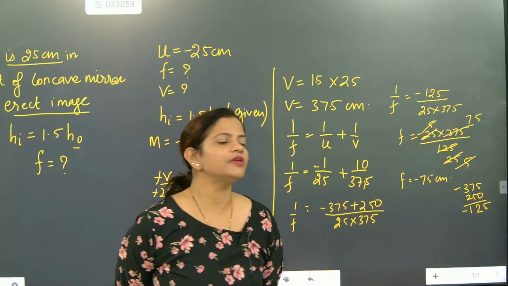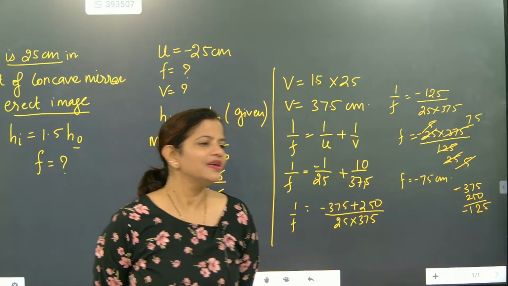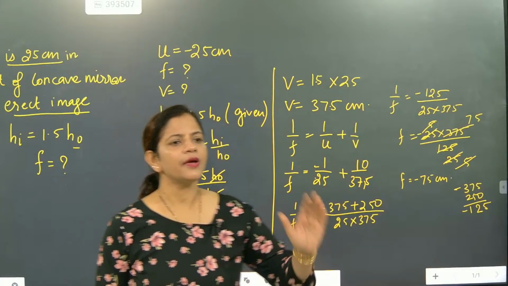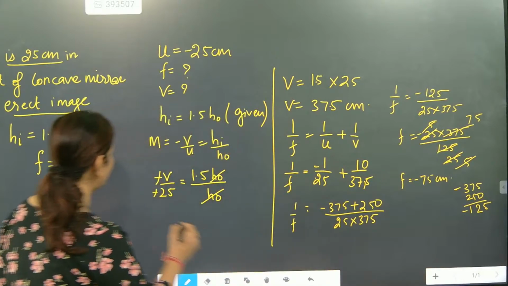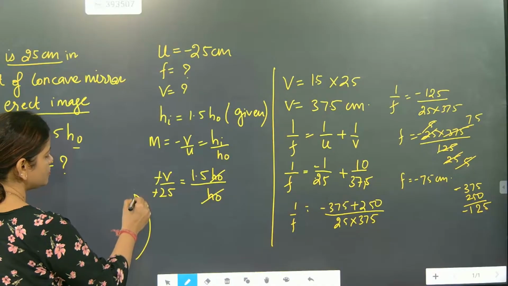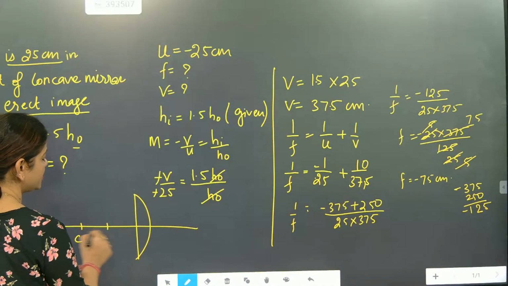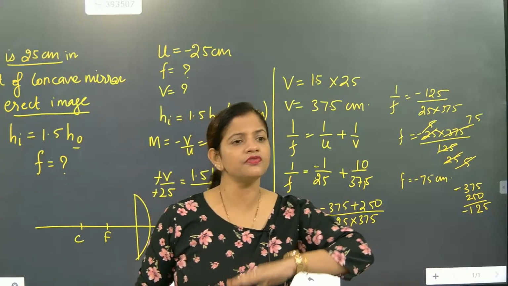Why, beta? Because focal length is a type of setup. You need to understand, it's a setup. Setup means the mirror length, that is the aperture. The aperture is fixed, beta. Based on this aperture only, you will be getting a curvature, that is the center of curvature and focus. Now this is a fixed setup.